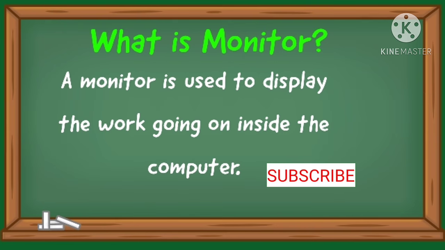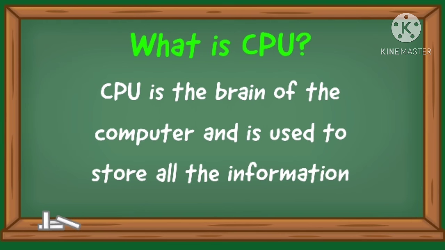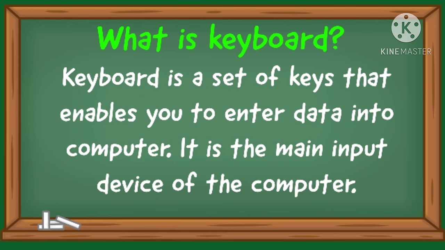What is monitor? A monitor is used to display the work going on inside the computer. What is screen? A monitor screen is the area of monitor where pictures or output data displays. Okay. What is CPU? CPU is the brain of computer and it is used to store all the information.